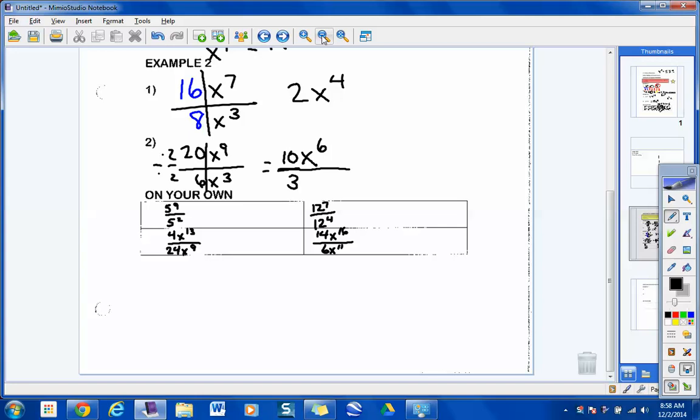Yes, sir. Why? Which one are you looking at? Bottom left one? 4x to the 13th, I'm sorry. Let me read the rest.